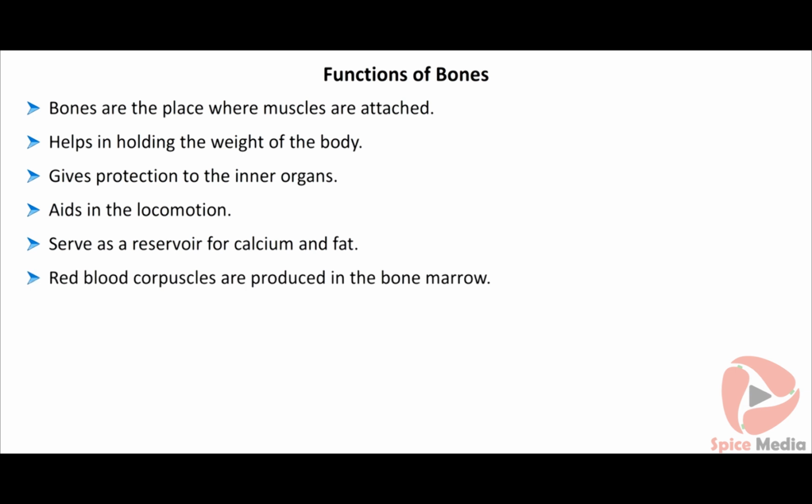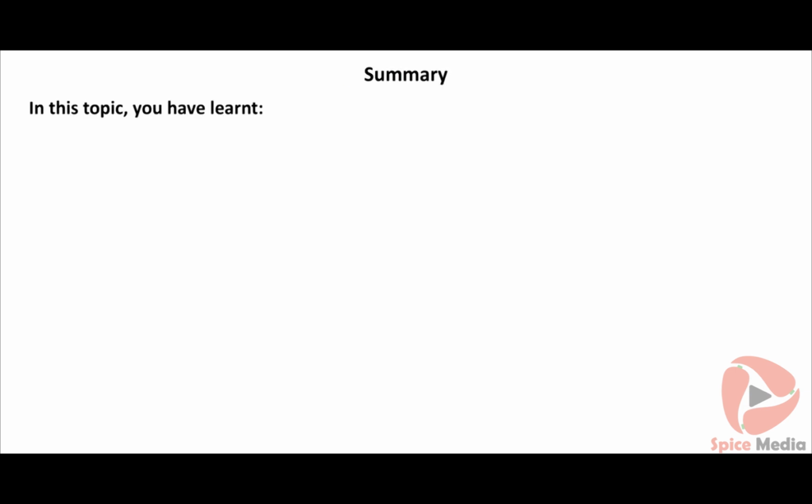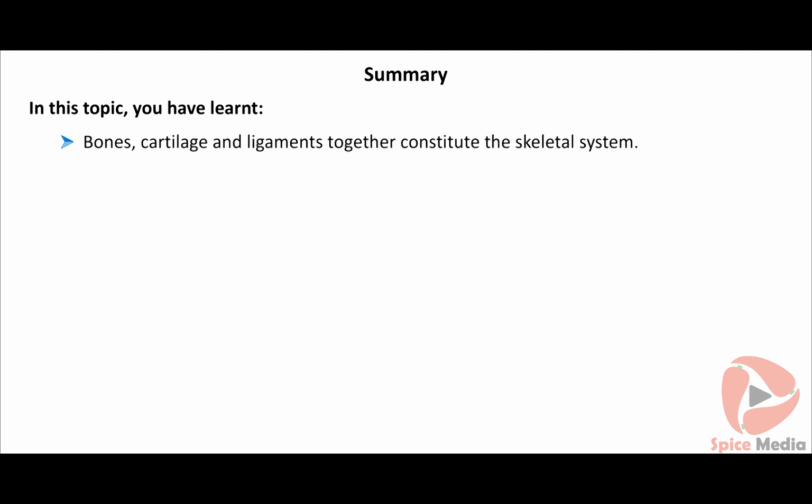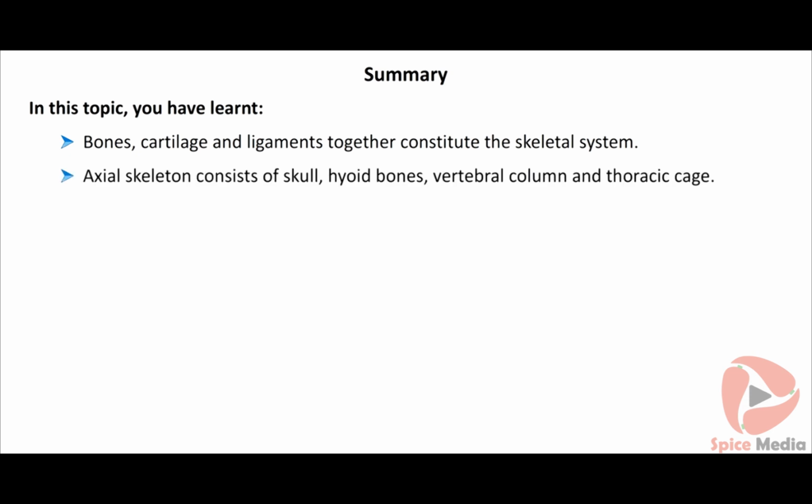Bones are the place where muscles are attached, help in holding the weight of the body, give protection to the inner organs, aid in locomotion, and serve as a reservoir for calcium and fat. Red blood corpuscles are produced in the bone marrow.